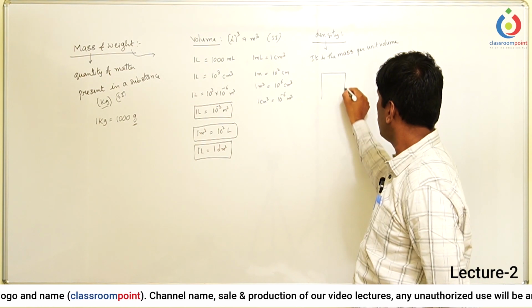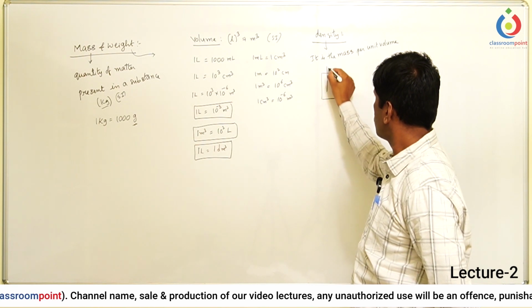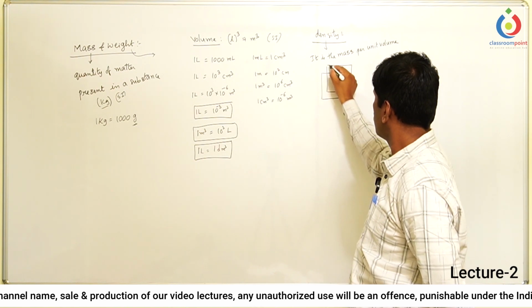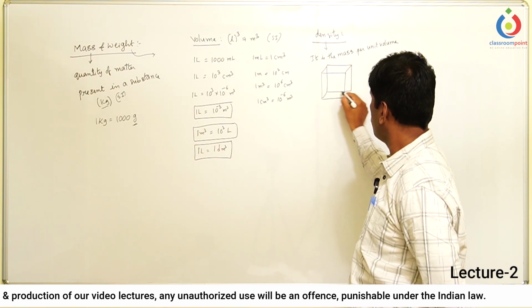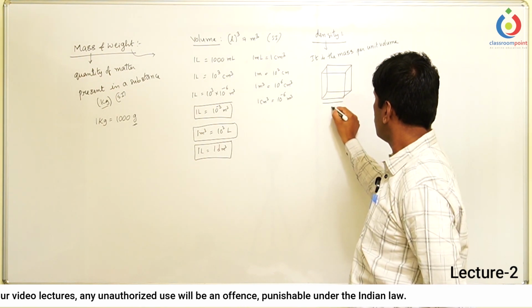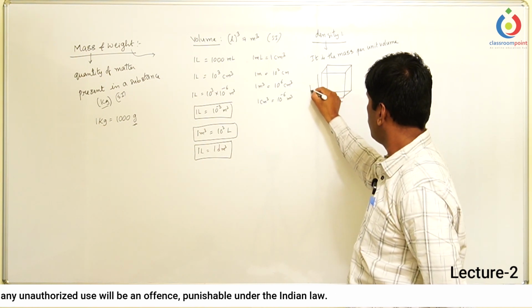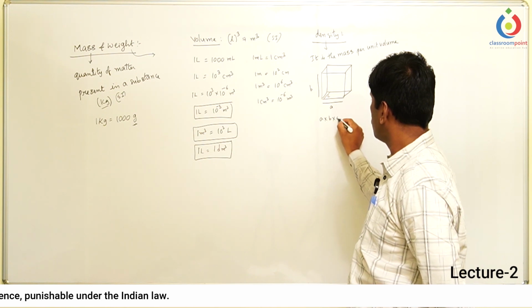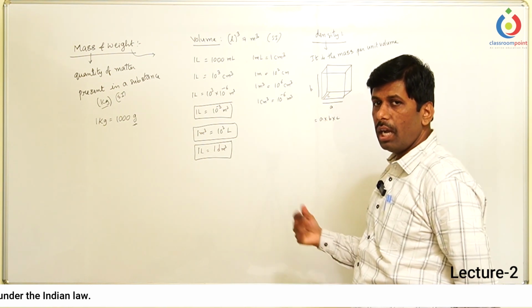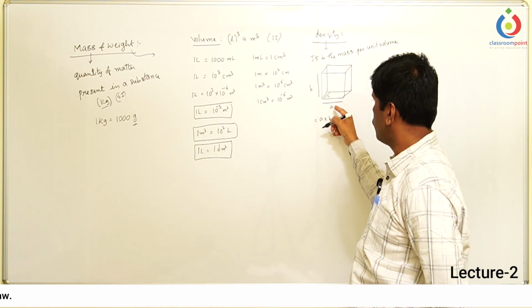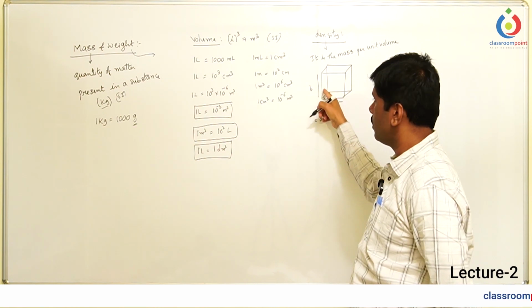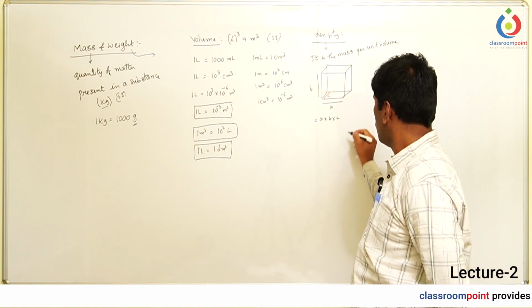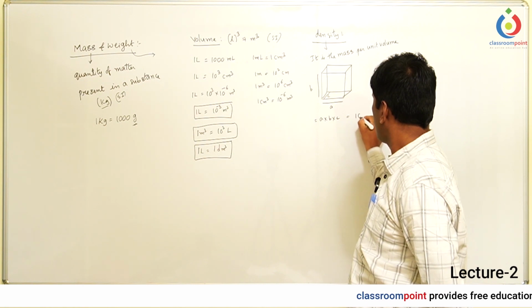So let us take two substances A and B. Imagine this is the volume I am taking. This is A, this is B, this is C. So volume equals A times B times C. I am considering A equals B equals C, so 1 centimeter, 1 centimeter, 1 centimeter. So the total is equal to 1 cubic centimeter.